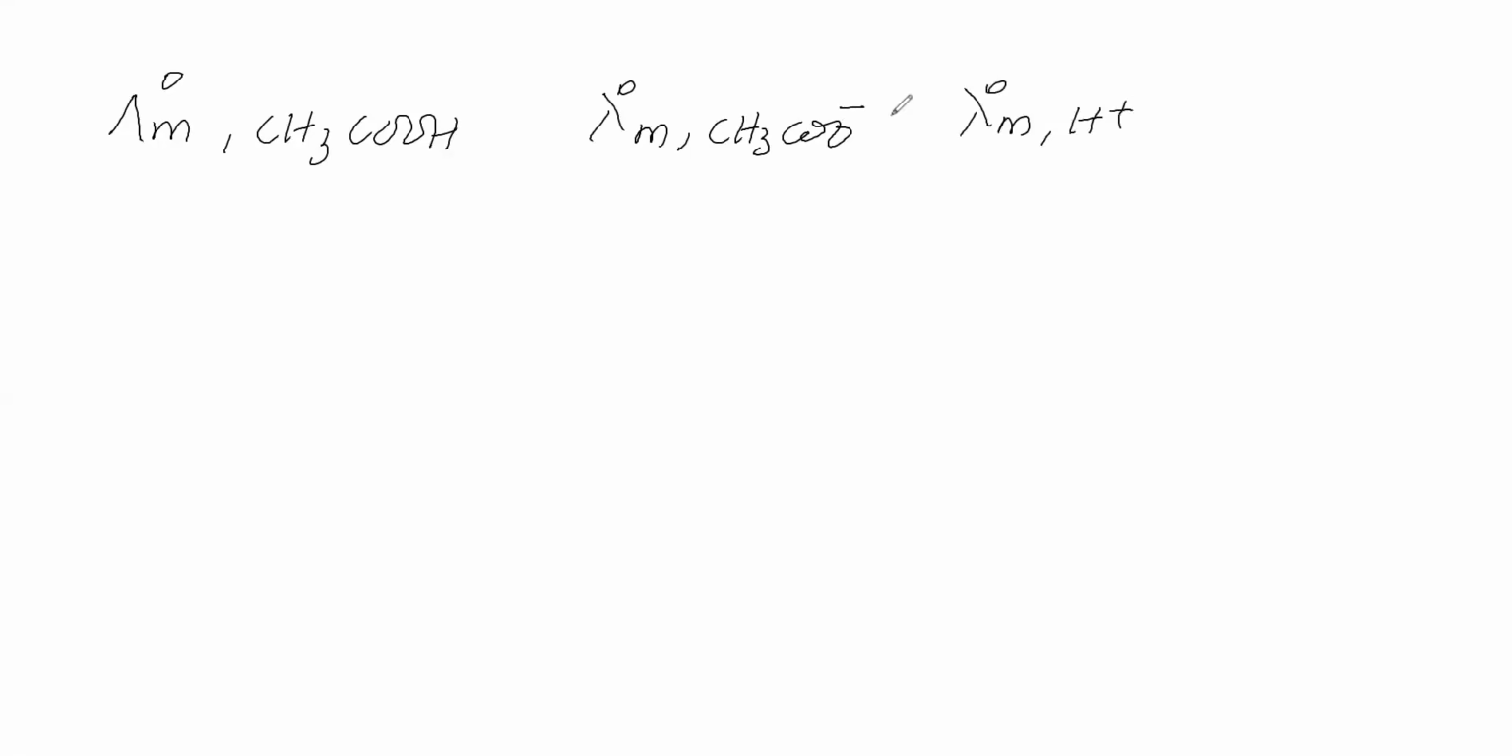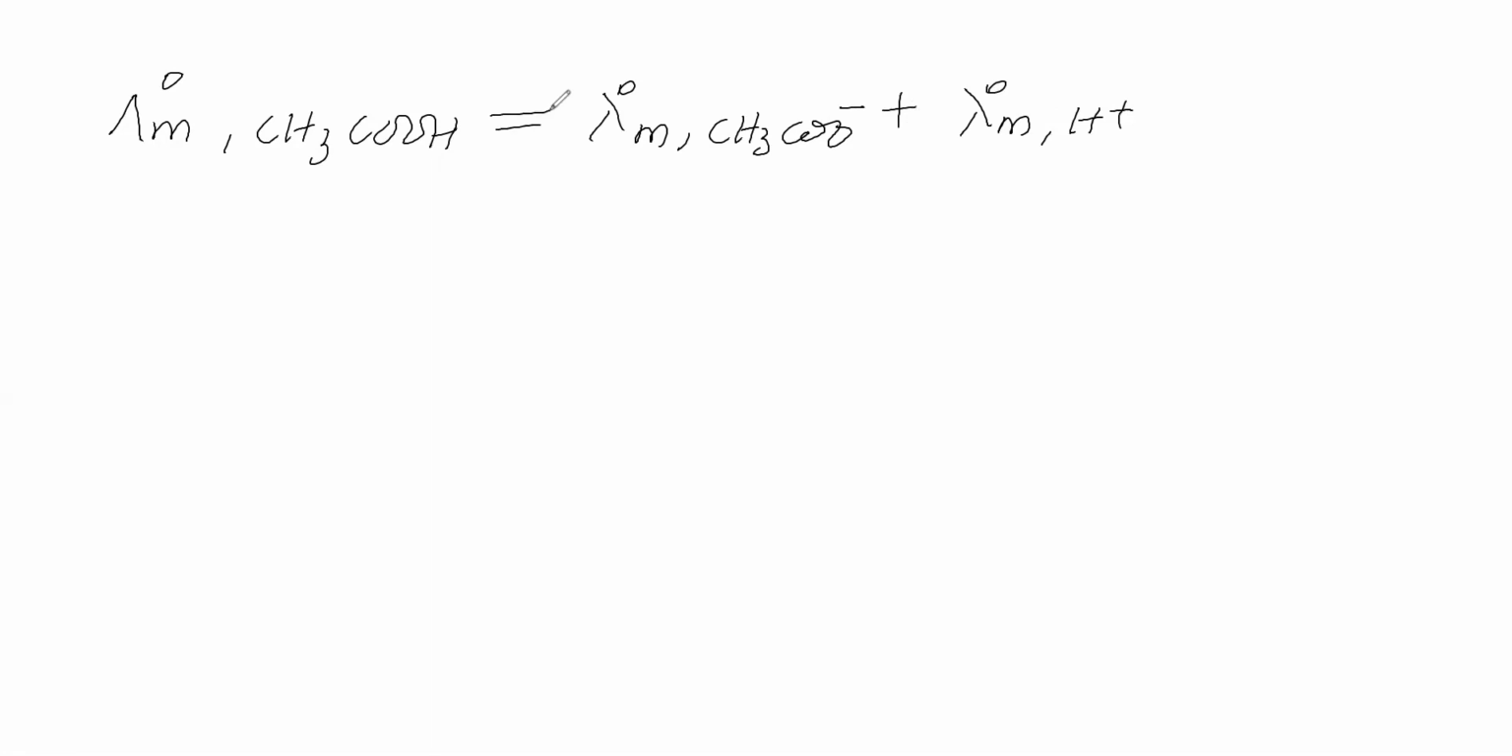Acetic acid is a weak electrolyte. Lambda m naught of acetic acid, we will see. We can express this in terms of lambda m naught of acetate ion and lambda m naught of H plus. So the sum of these two is equal to this.